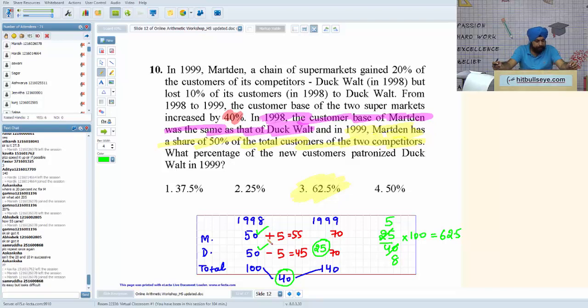Akanksha, 20 and 10 are not successive. These are in the same year, in the year 98 only. So they are not successive. Yeah, Samruddha, it's an easy question. I guess you all have got it, students. Shall we move on to the next question?